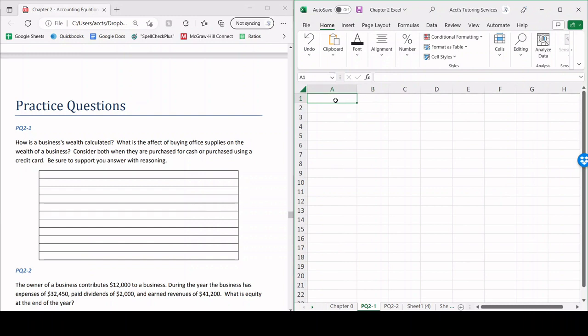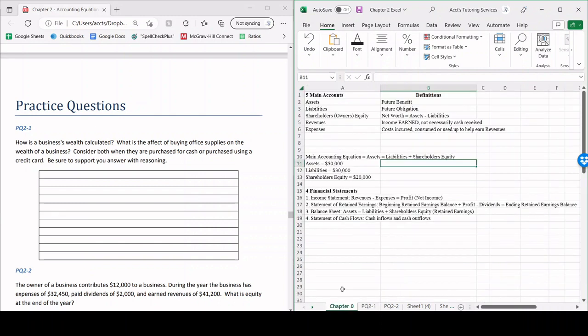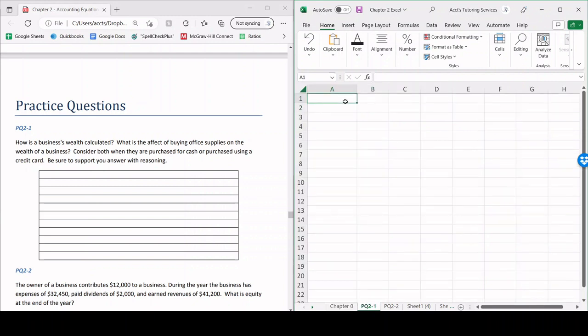The first question is, how is the business's wealth calculated? Remember, we talked about shareholders' equity as being the company's net worth, correct? That's equivalent to the business's wealth. The business's wealth is calculated by taking assets, subtracting your liabilities, and this in turn gives us our shareholders' equity. So business's wealth and shareholders' equity mean the same thing. It's the same thing as your net worth.